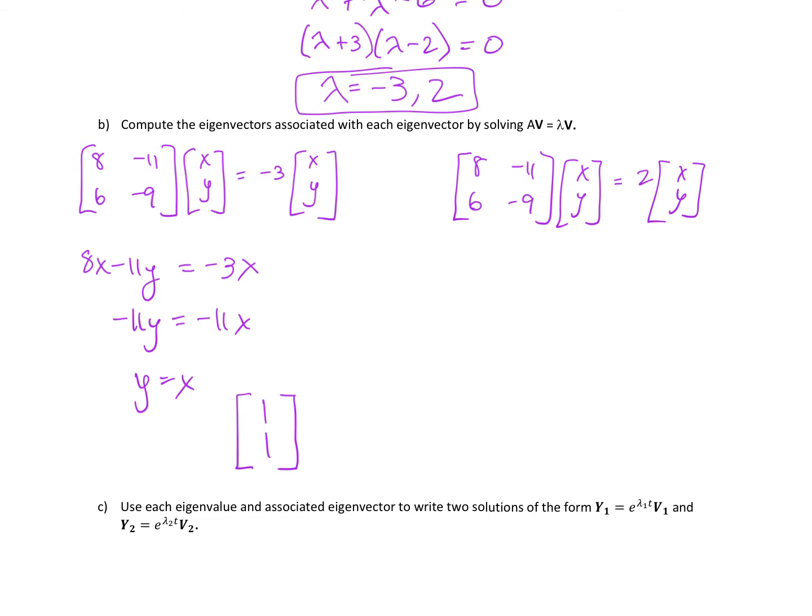Okay, now we repeat the process for the other eigenvalue of 2. So I have 8x minus 11y equals 2x. I'm going to solve for y. 2x minus 8x is negative 6x. So y equals 6/11 times x. I'm going to make x 11 because of my personal preference to not have any fractions in my eigenvector, which means that my y value will be 6.